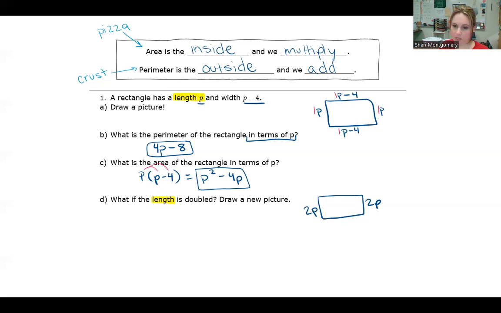Did we do anything to the other side? Let me be more specific. Did we do anything to these? No. So I'm going to just label them the same.